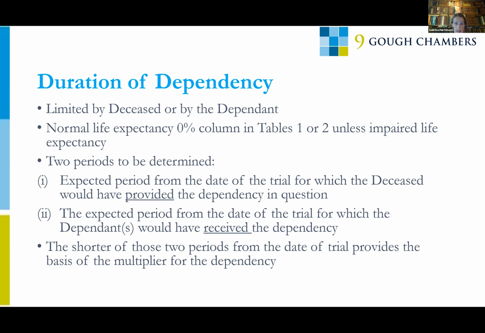The expected period from the date of trial for which the deceased would have provided the dependency in question, and secondly, the expected period from the date of trial for which the dependent or dependents would have received the dependency. And it is the shorter of those 2 periods from the date of trial which provides you with the basis of the multiplier for the dependency.